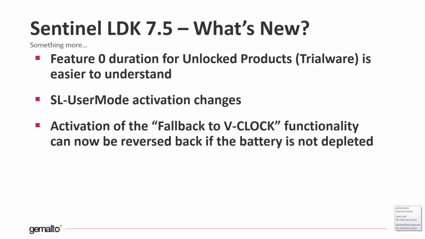Some other minor features added in this version, besides the top 6 I was discussing before: the feature 0 for the unlocked products, or what we call the trialware product, was changed a bit and is now easier to understand. There were some modifications to the SL-UserMode activation, and the activation of what we call the V-clock, the virtual clock license model, can now be reversed when the time battery is not working. So you can always fall back to a V-clock time-based license model in case the battery of the time key is not working.